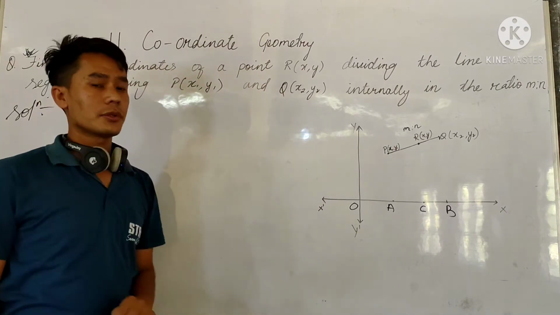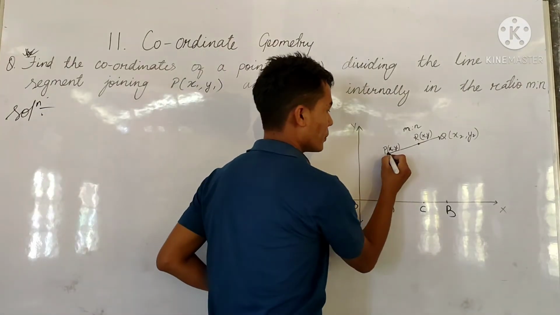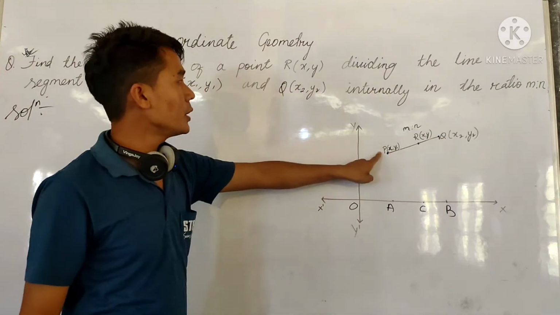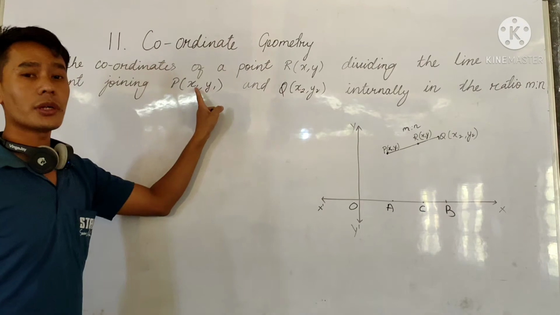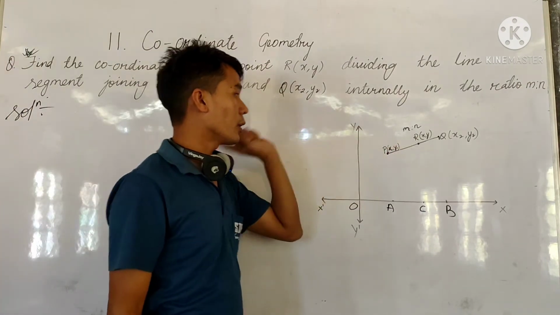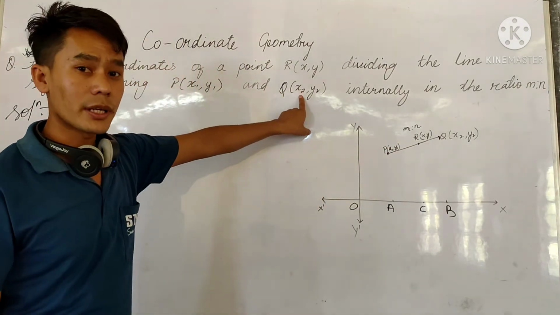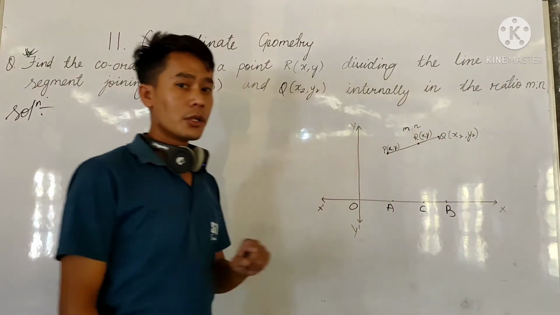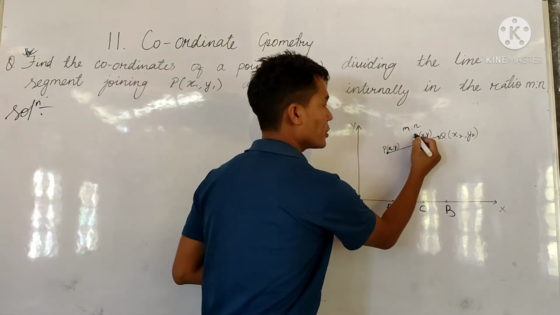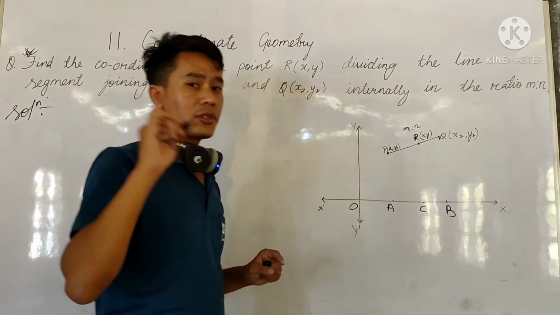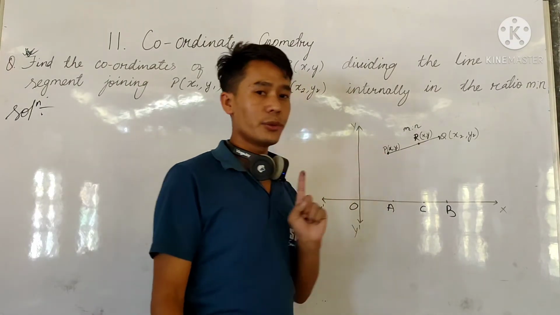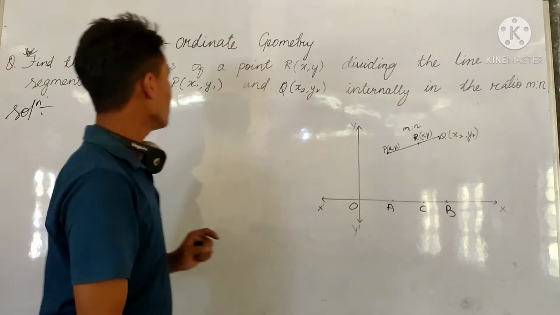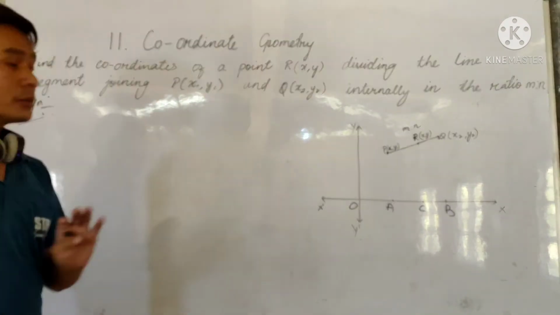So for this question, we have a diagram, a line PQ. The coordinate of P is given in the question as (x1, y1). Q is given as (x2, y2). So we are going to find the coordinates of this point R, which divides the line PQ in the ratio m:n. So we are going to start the solution.